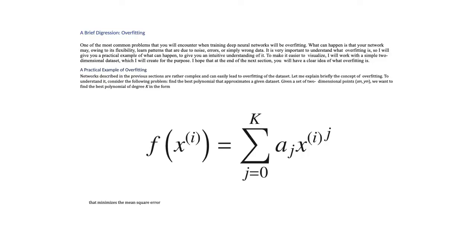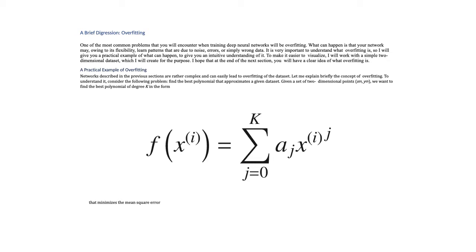A brief digression: overfitting. One of the most common problems that you will encounter when training deep neural networks will be overfitting. What can happen is that your network may, owing to its flexibility, learn patterns that are due to noise, errors, or simply wrong data. It is very important to understand what overfitting is, so I will give you a practical example of what can happen, to give you an intuitive understanding of it. To make it easier to visualize, I will work with a simple two-dimensional dataset, which I will create for the purpose. I hope that at the end of the next section, you will have a clear idea of what overfitting is.